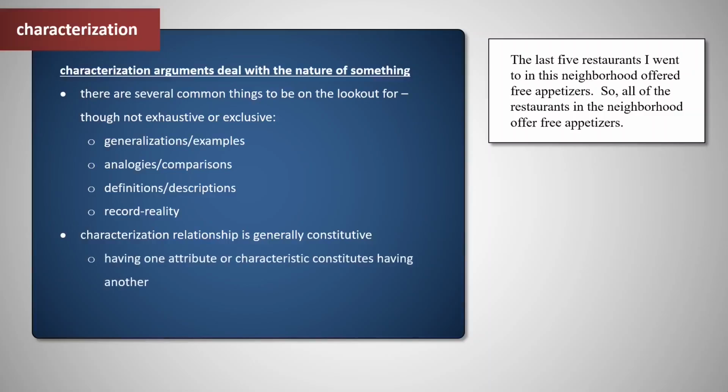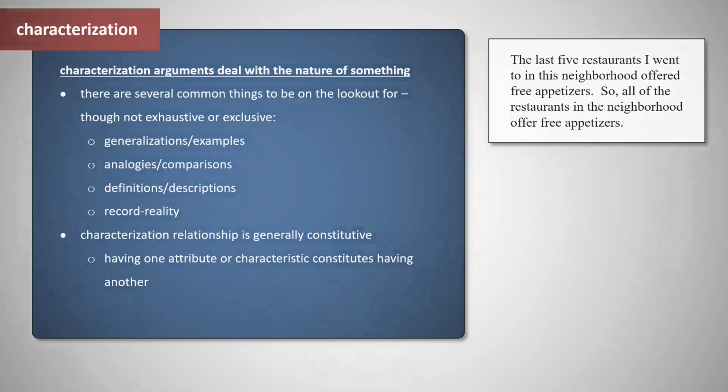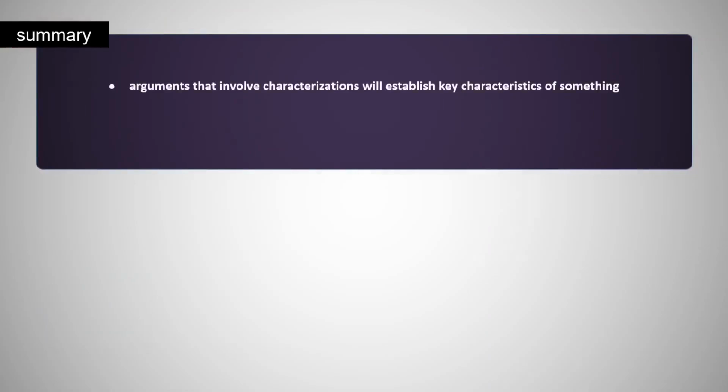So in this case, this may be a slightly more subtle example of that, but the previous one: it's because you have a corner office and take the most expensive or the most difficult cases. That is what makes you count, or that's what constitutes you as a partner in the firm. It doesn't cause you to be a partner in the firm. Those are the key characteristics of a partner in the firm. Okay. So to summarize quickly, we see that these arguments that involve characterizations will establish the key characteristics of something, and these arguments generally involve constitutive reasoning.